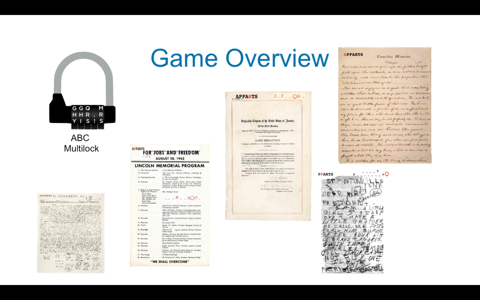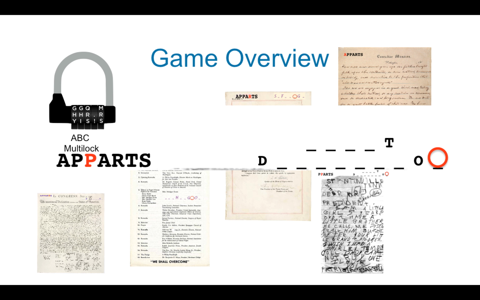For the ABC multi-lock puzzle, students must reunite 5 historical documents and place these in chronological order. Once they have done so, they will notice that each of the documents has the word "aparts" written at the top, and one of the letters in "aparts" is highlighted in red. If you don't print these in color, that's okay. You'll just need to highlight the correct letter with a highlighter that makes it more obvious to the students.